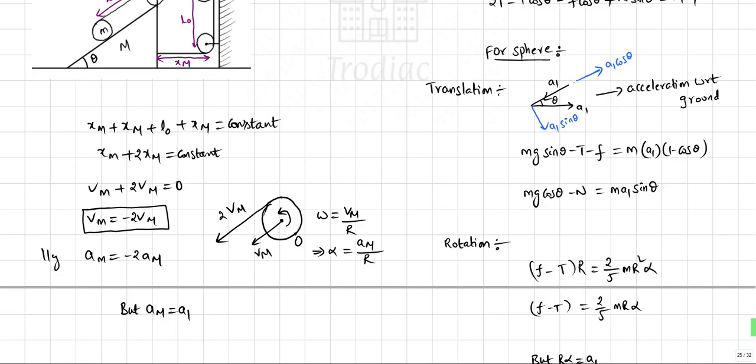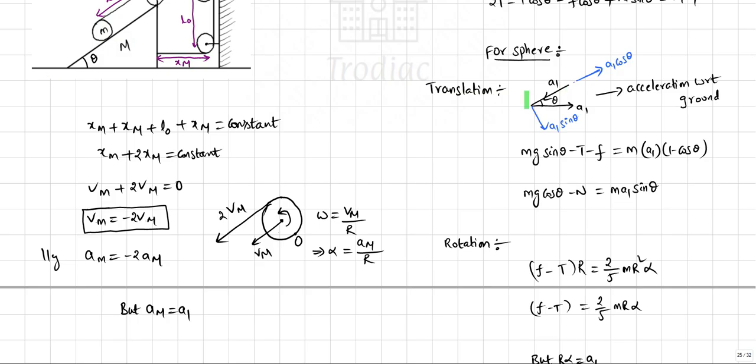Also for the sphere, we got V capital M as the velocity of the center of the sphere. So what will be the acceleration? A capital M, but we assumed A capital M as A1. So A1 is the acceleration of the center of the sphere with respect to the wedge. Don't forget, this xm is with respect to the wedge. So Vm and Am are with respect to the wedge. To find the acceleration with respect to the ground, we have to add the acceleration of the wedge as well to the relative acceleration of the sphere.